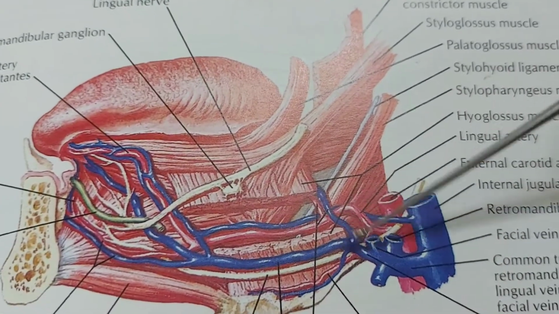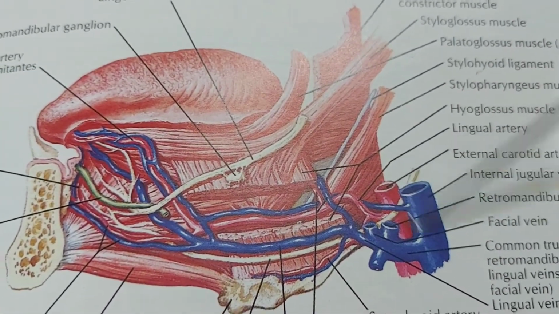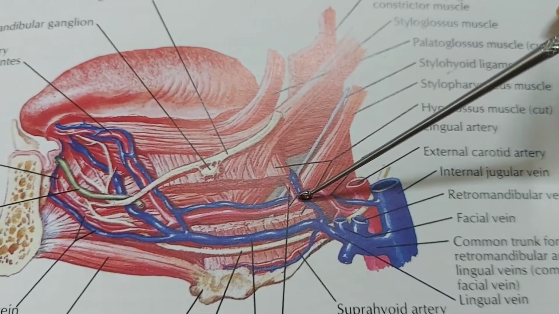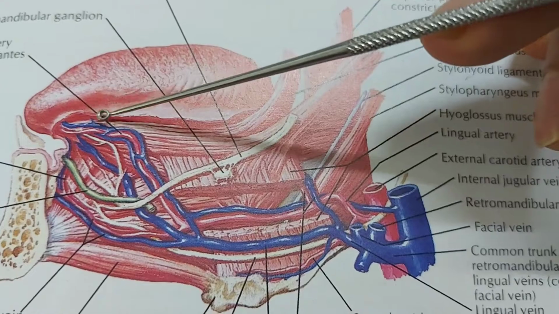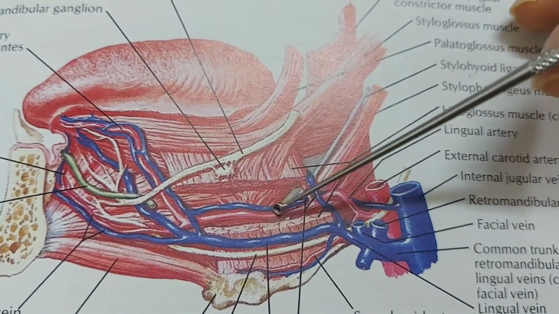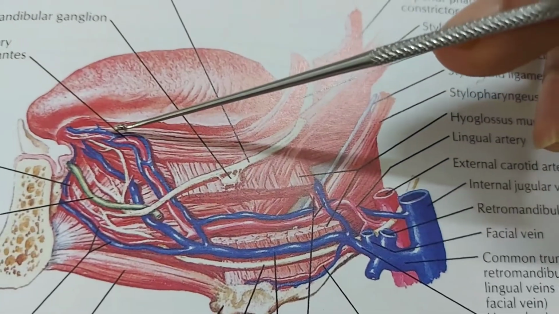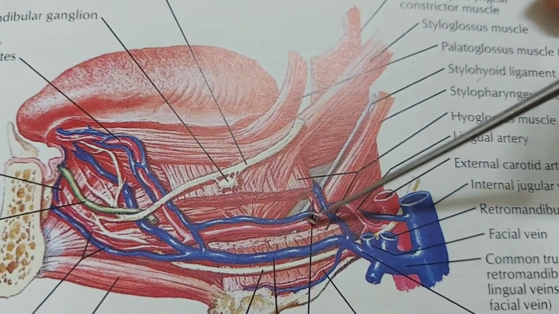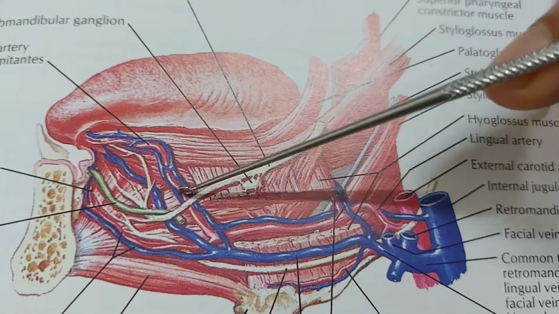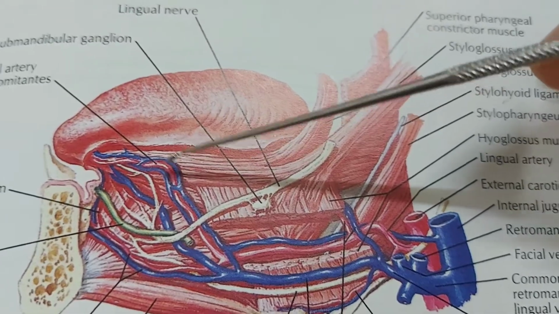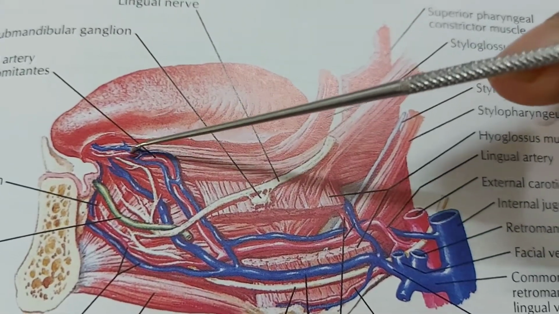Now the blood supply of the tongue. Here we see there is a branch from the external carotid artery. This branch is known as the lingual artery. This lingual artery supplies the tongue, and a speciality of this lingual artery is that it is a tortuous artery. Here we can see that some part of the artery is tortuous.